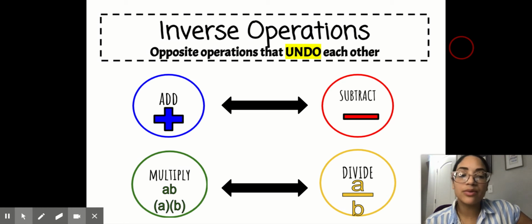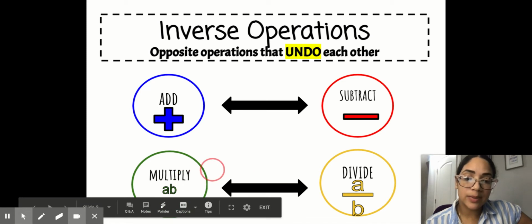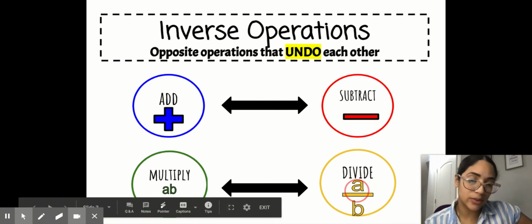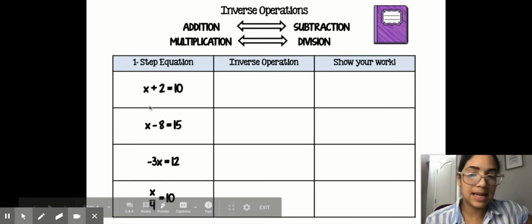You have to be able to recognize the operation that you're working with. The opposite of multiply is divide, so they're inverses of each other. I also want you to notice how I'm using a fraction to represent division. Usually in algebra, we like to represent division with fractions, so you have to get used to that. So let's take a look at these examples here.